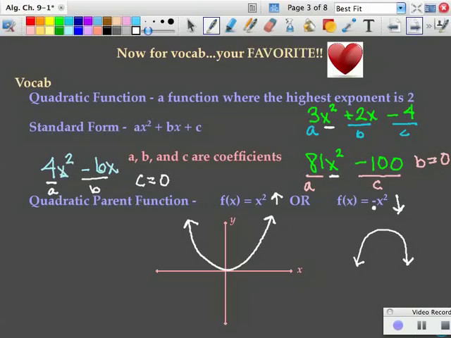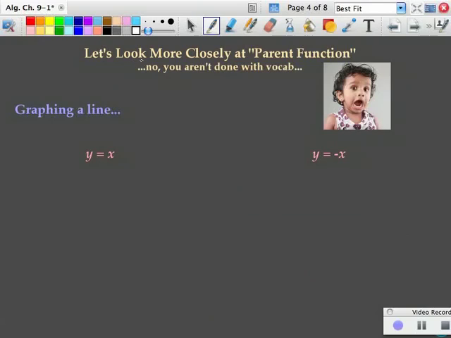Okay, so like I was saying earlier, let's look more closely at parent function. So your face is looking like this. You're like, parents, my parents, no way. No, right? Well, no, not those kind of parents.